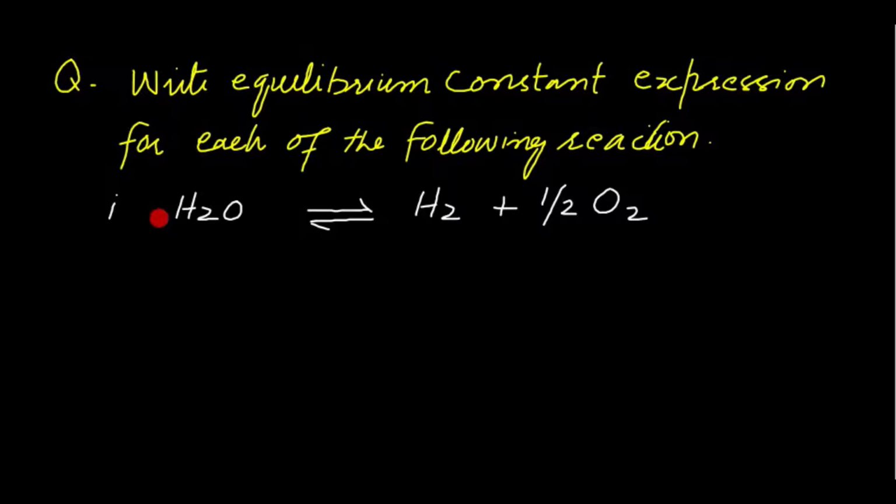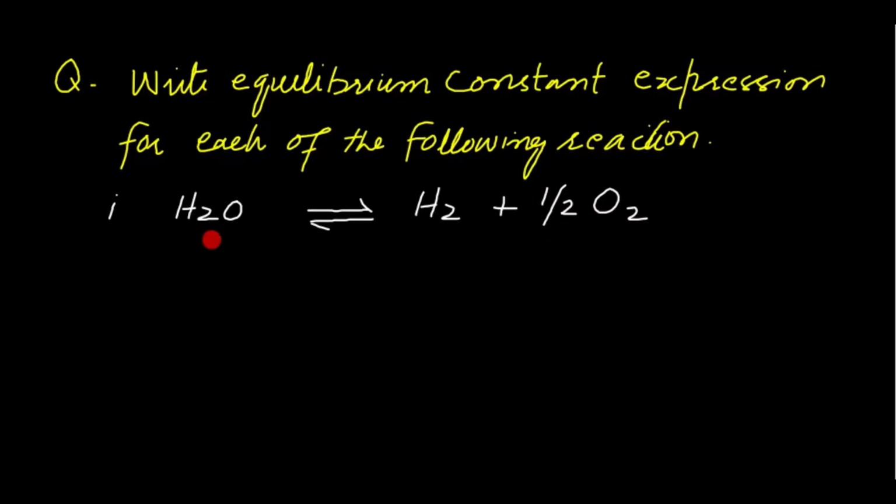Now students, we will see what next question is given to us. In the next question, we are asked to write the equilibrium constant expression for each of the following reactions. Some chemical reactions are given to us, and we are asked to write the equilibrium constant expression. It means we are asked to write the value of Kc for the given reactions. Now let's start writing the value of Kc for the first reaction.